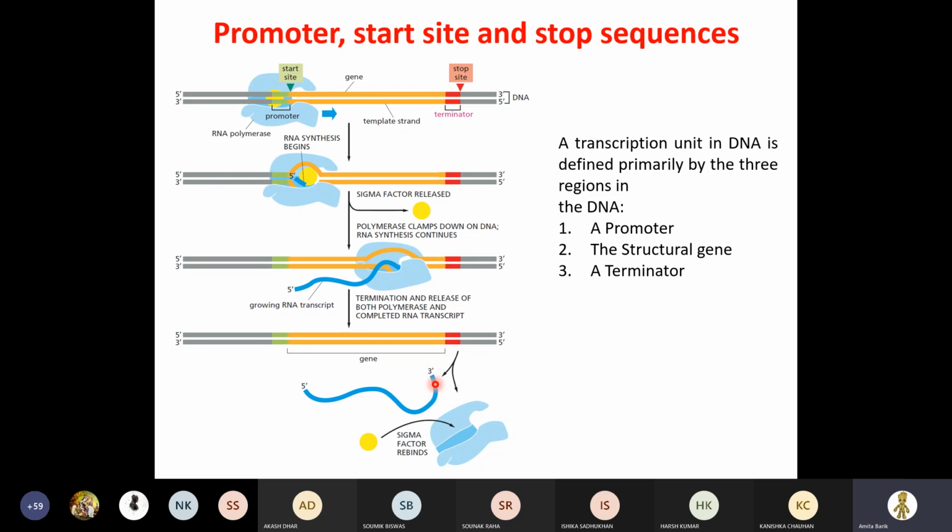Clear? Class, any doubts? It is similar to DNA replication, simply that here we have RNA polymerase, and second, we have a machinery of promoter, structural gene and terminator, and third important thing, we have uracil instead of thymine because we are forming an RNA instead of a DNA. Clear, class?